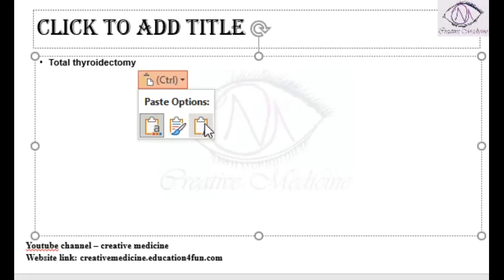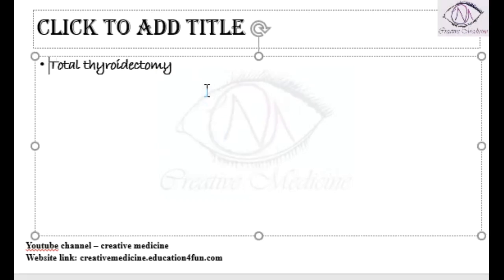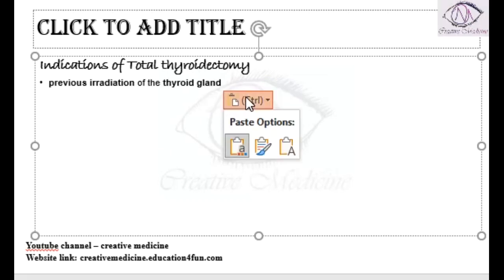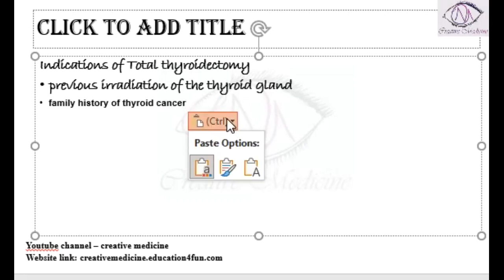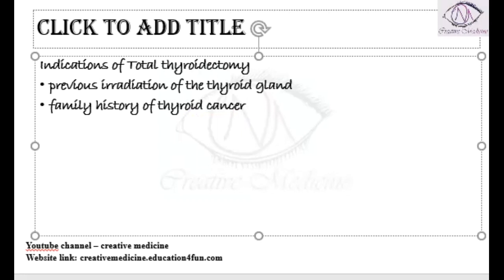When do you do total thyroidectomy? What are the indications of total thyroidectomy? Total thyroidectomy is done if the patient has a previous history of irradiation to the thyroid gland. If the patient has a previous history of irradiation, that means he has an increased incidence of thyroid cancer. So we do total thyroidectomy. Similarly, if the patient has a family history of thyroid cancer, even then there are increased chances of thyroid cancer. So we do total thyroidectomy.